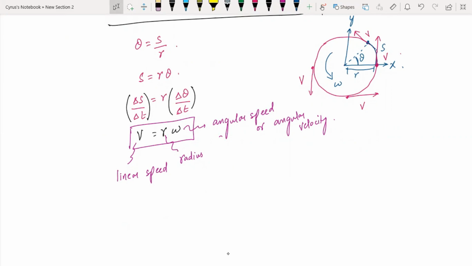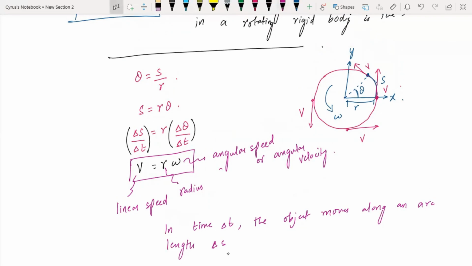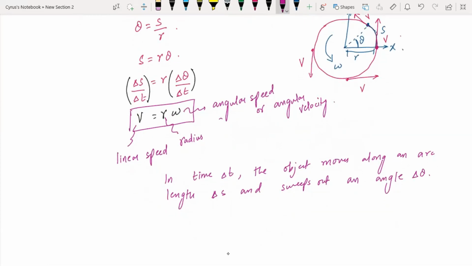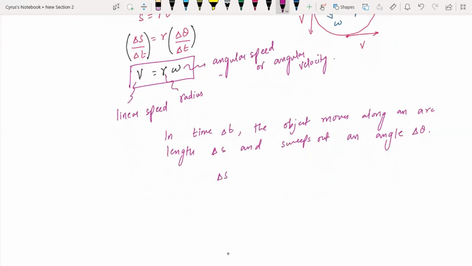S is equal to r theta, V is equal to r omega, and you should know what happens in time t. In time delta t the object moves along an arc length delta s and sweeps out an angle delta theta, right? So you have here delta s is equal to r delta theta, and when we divide by delta t, the same thing comes: v is equal to r omega.